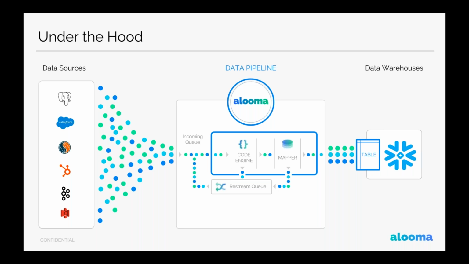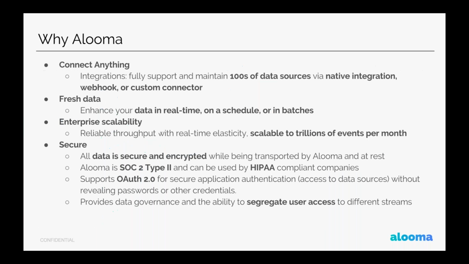So if the data can come in fresh and fast, it will just come in. If the data needs to be delayed because the data warehouse is overloaded, then Alooma will delay it.